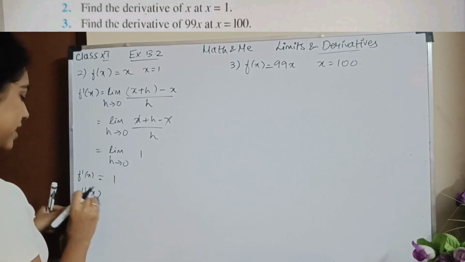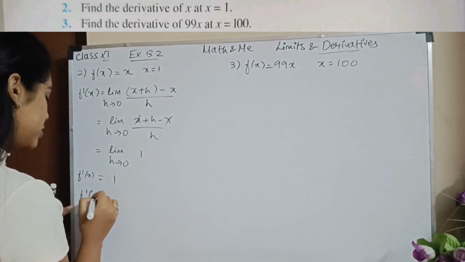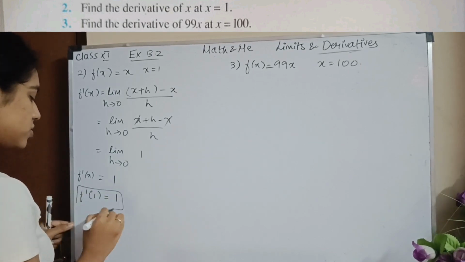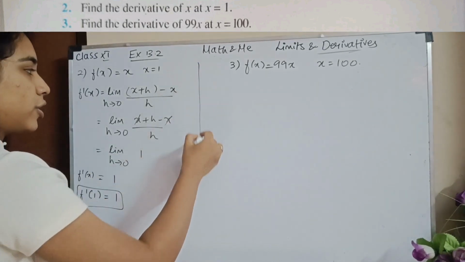So f dash of x at x is equal to 1 will be f dash of 1, which is 1 times, I do not have an x term, so this will again be 1. Okay, so this is my f dash of 1. Moving on to the third question.